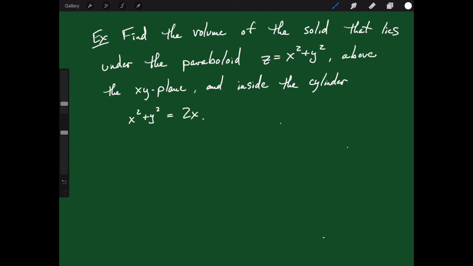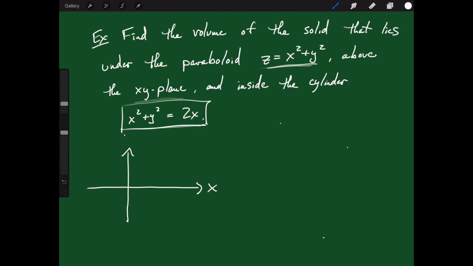Okay, so this is my function that I'm integrating under. Z equals x squared plus y squared. It's under this three-dimensional surface. It's also above the xy plane, and it's inside this cylinder. So what I really want to look at is, what are we talking about? What is this cylinder? Well, let's just look at this cylinder in 2 dimensions.